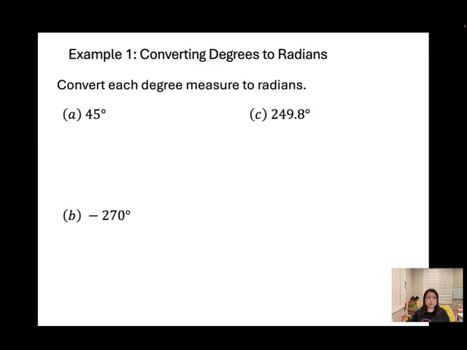Let's try to do example 1. Convert each degree measure to radians. So you have 45 degrees and you want to convert it to radians. You're going to multiply by pi over 180 degrees. Just keep in mind that when you convert degrees to radians, you need to multiply by something so you can cancel out the degree. So do your math. You're going to find pi over 4 radians.